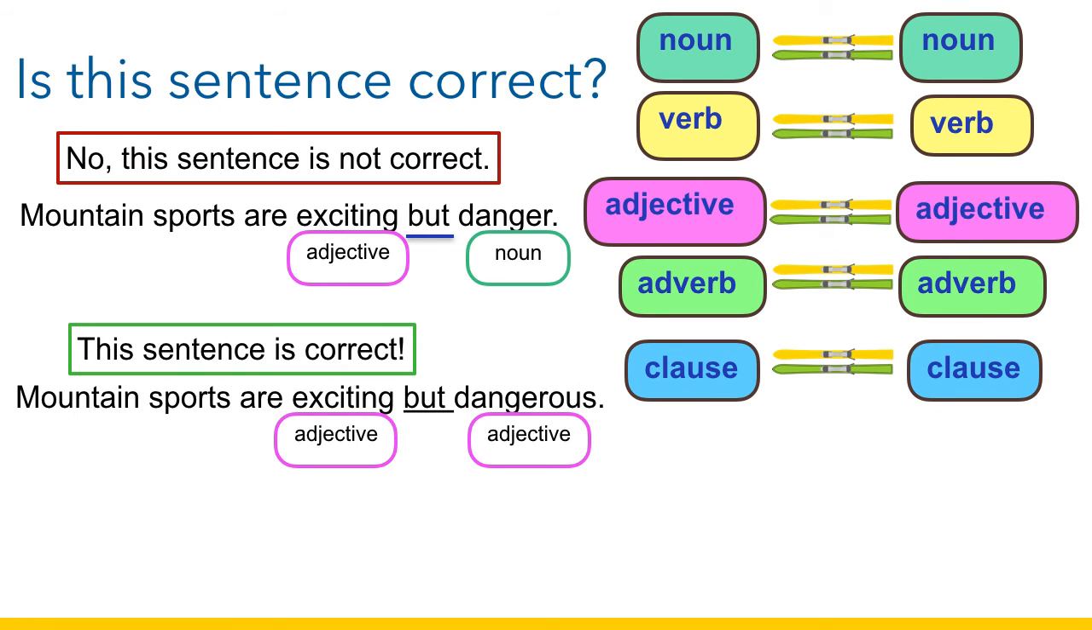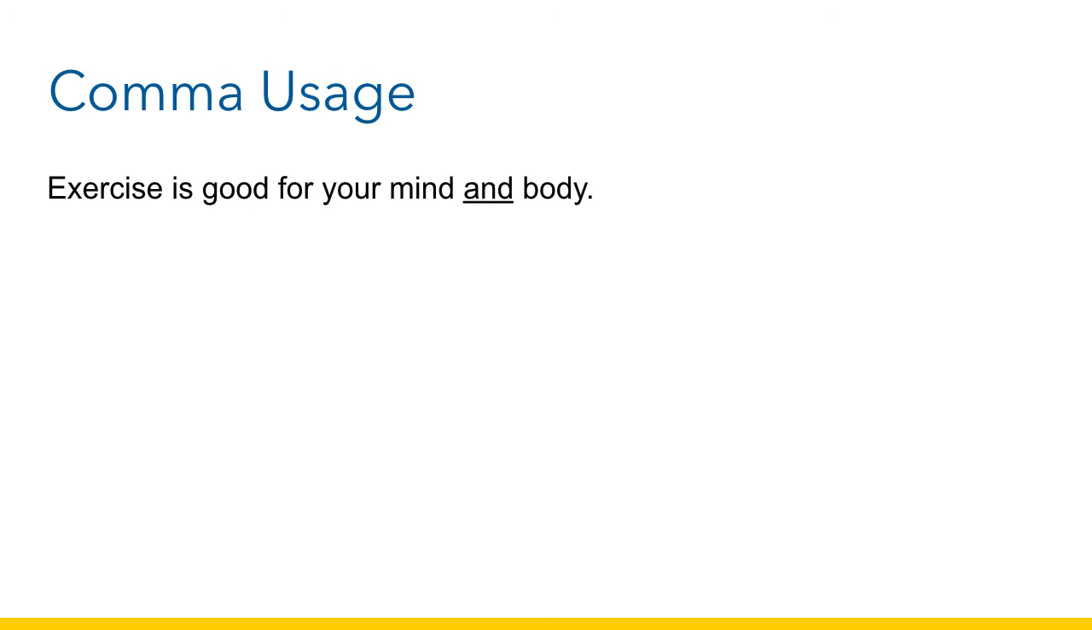Something else to think about when you use conjunctions is comma usage. Here are some simple rules to remember when you use coordinating conjunctions and commas. Exercise is good for your mind and body. Here, we do not need a comma. When you connect two words or phrases, no comma is necessary. It's also wrong if you include it.